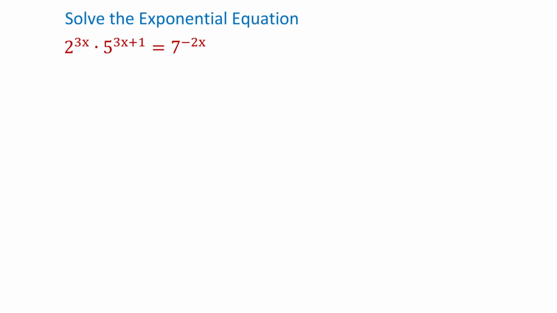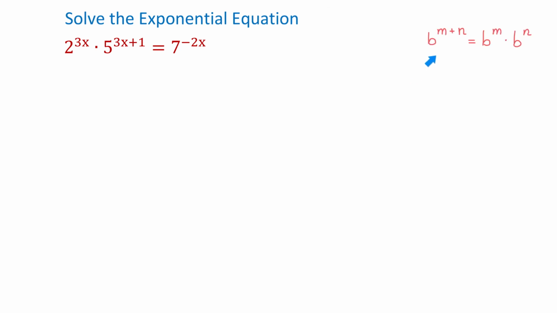In this video, we will solve the exponential equation 2^(3x) times 5^(3x+1) equals 7^(-2x). We will start by applying the product rule for exponents.